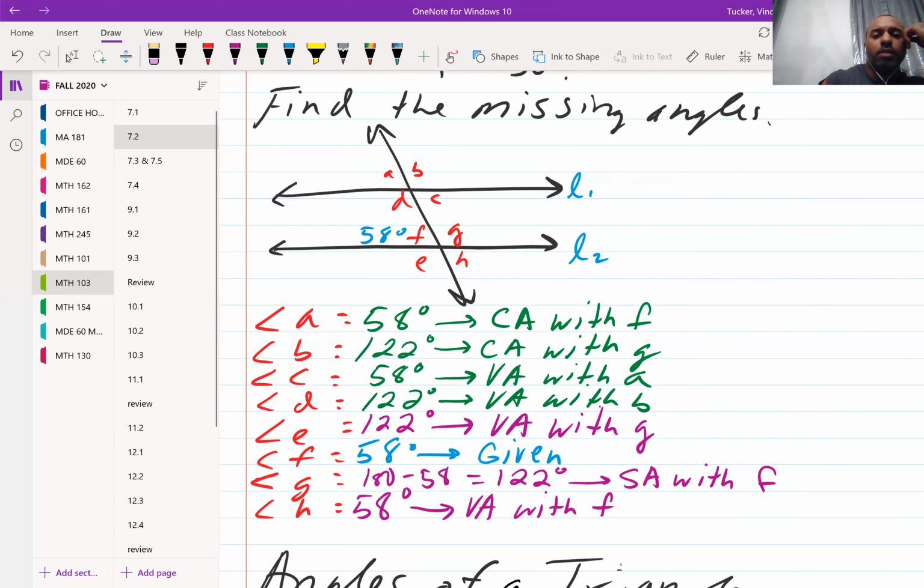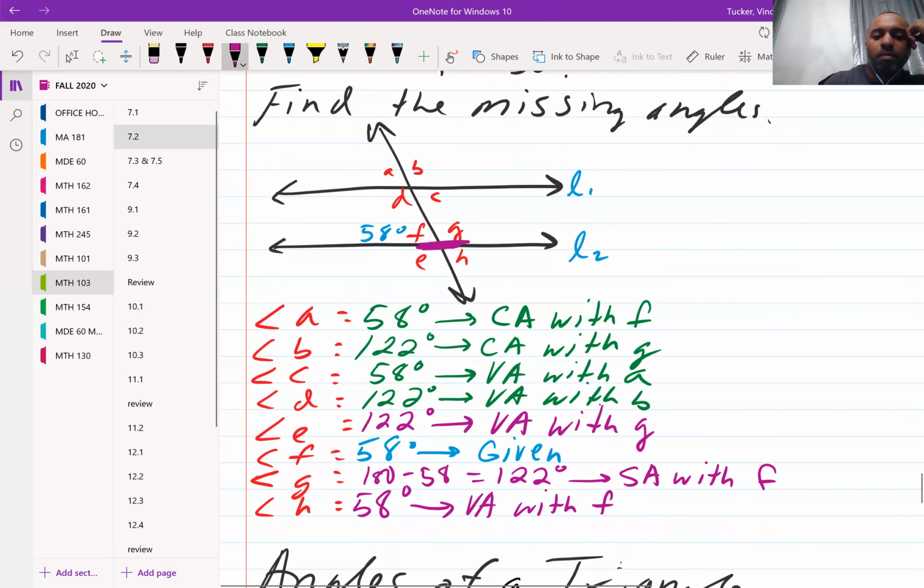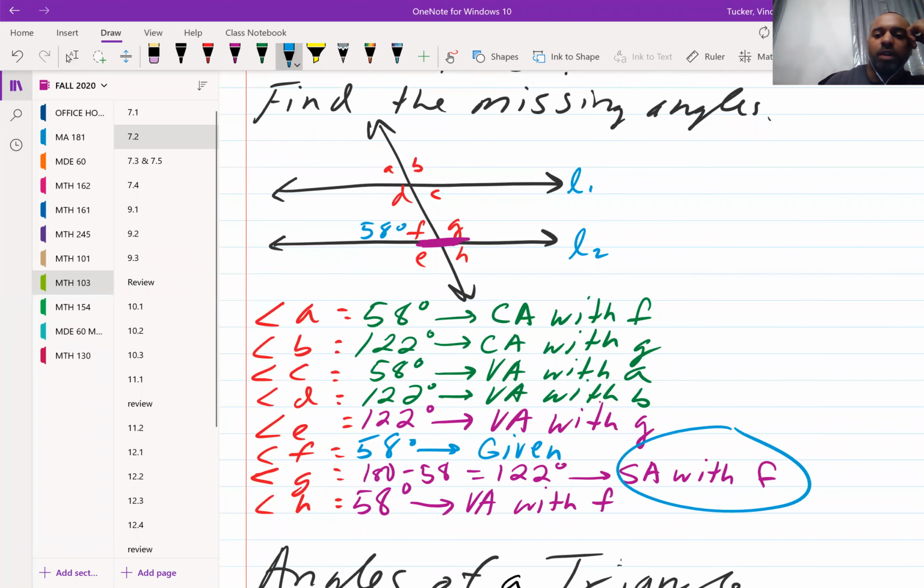Then where I went next was, is it going to let me do it? All right, it's not going to let me do it. That's fine. I have a straight angle right here with F and G. And so that's what I wrote here. F and G are equal to 180 degrees. So you subtract 58 from 180. And that'll give you 122 for G. And then we can find E, because E and G are vertical angles. So E should be 122.